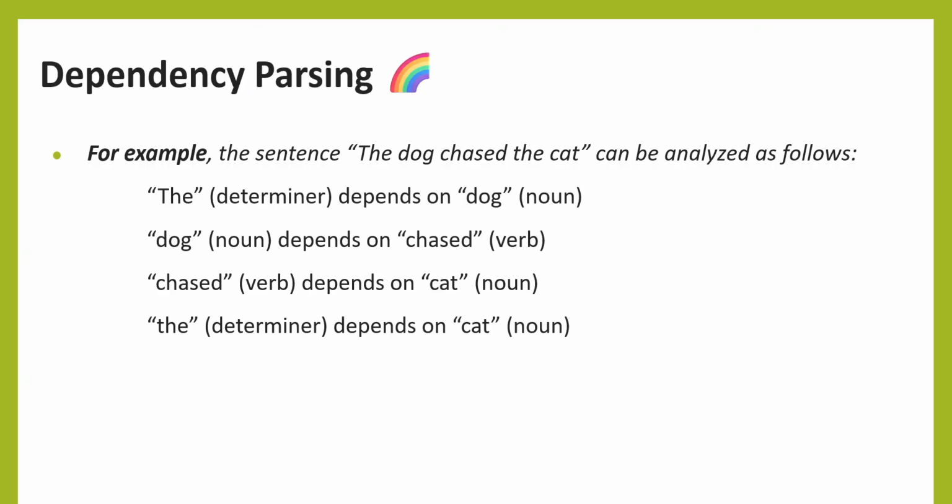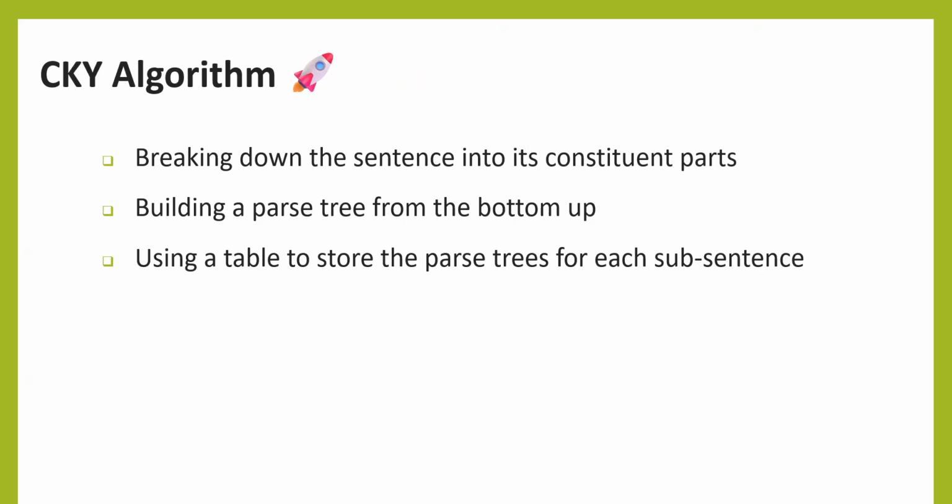So next comes the dependency parsing, which is a type of parsing that involves analyzing the grammatical dependencies between the words in a sentence. For example, the sentence, "The dog chased the cat," can be analyzed like this. The, that is a determiner, depends on the dog, which is a noun. Here dog depends on the verb chased. So like this.